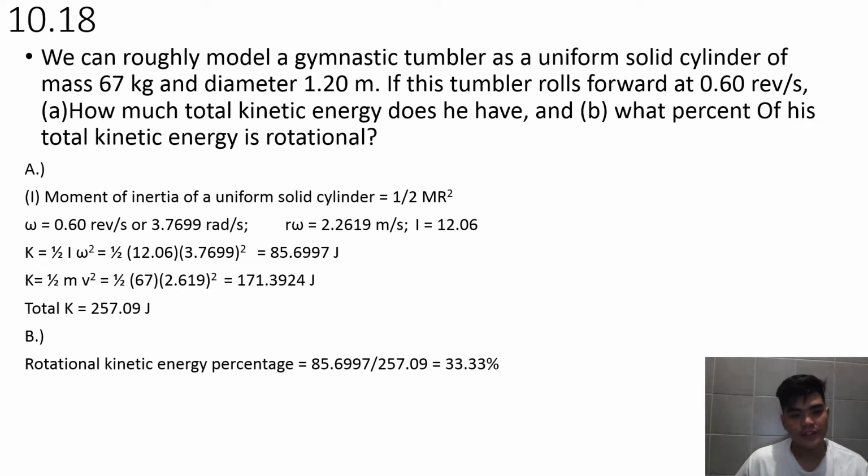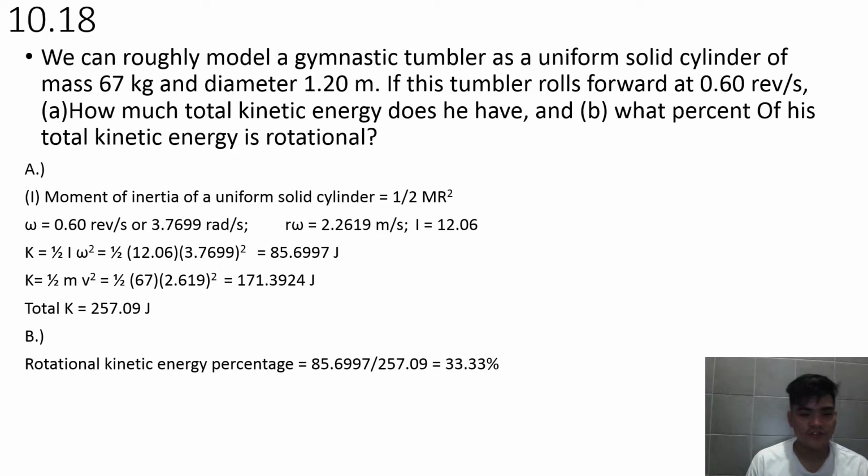So for part A, the moment of inertia of a uniform solid cylinder is 1/2 mass times radius squared. Its radius is half of the diameter, which is 1.2 meters divided by 2. Its mass is 67 kilograms. Given these, we can calculate the moment of inertia, which is 12.06.